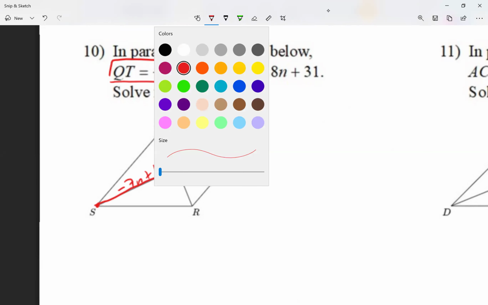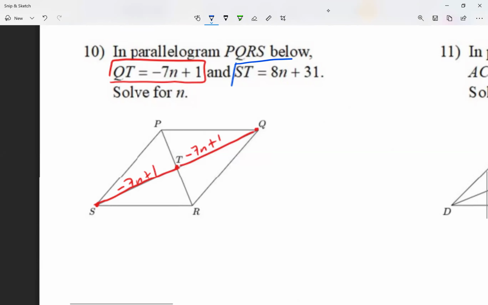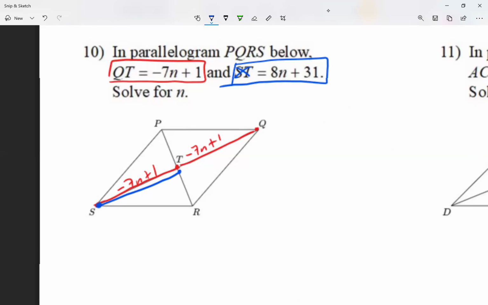And then ST is 8n plus 31. What do you know about ST? How big is ST? From S to T. What do you know about ST? Well, it is negative 7n plus 1, right? So instead of writing ST, let me write this as negative 7n plus 1 equals 8n plus 31.